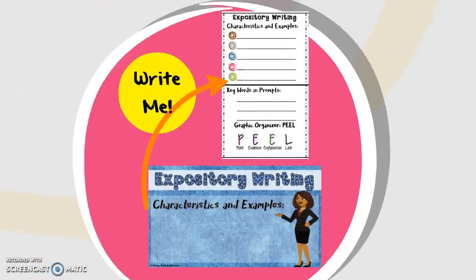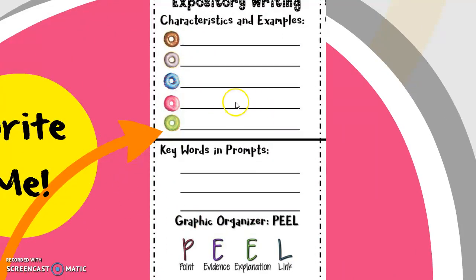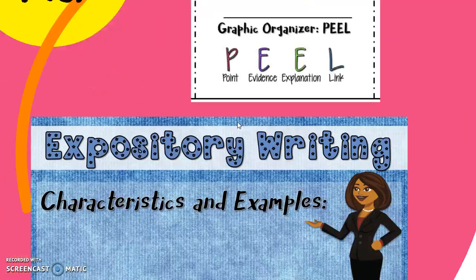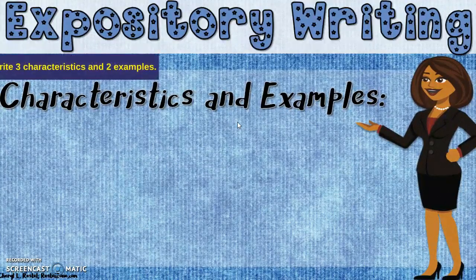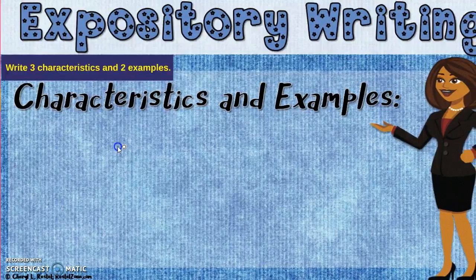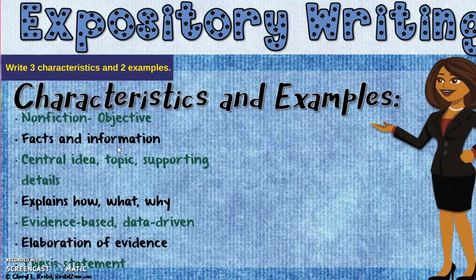Time to write. We're in the characteristics and examples section where the donuts are. And the same as last time, you are writing for me 3 characteristics and 2 examples. So there are lots for expository writing. So let me go ahead and put them out there for you. Always nonfiction, always objective, okay? No opinions at all. Facts and information. There is a central idea. It may have topic and supporting details. It should, not may. It'll explain how, why, and what. It is evidence-based, a lot of data. You will elaborate and explain your evidence. And a lot of times for an essay, you'll write a thesis statement.